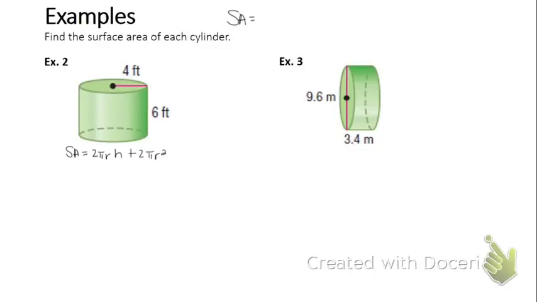So we'll start with the perimeter of the base, which is 2 pi r. What is my radius on this one? Radius is 4. So r equals 4. We don't have to half anything this time. So I'm going to do 2 times pi times 4, which is 8 pi.